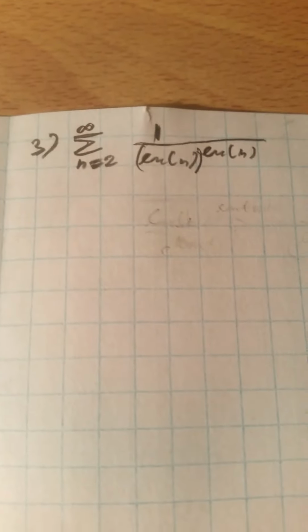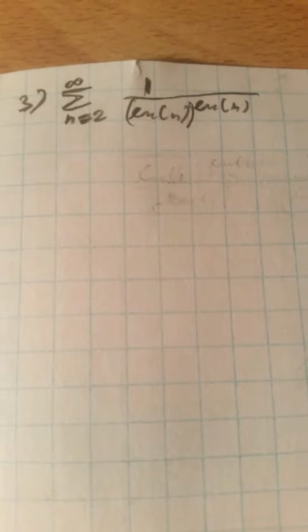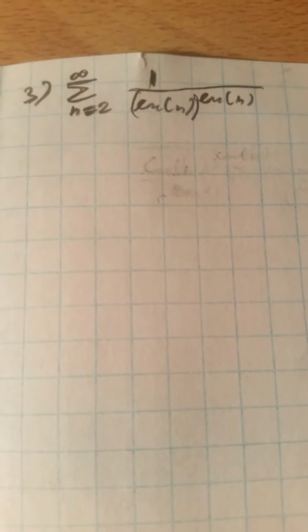So we've been working on some pretty easy problems and one medium problem so far, and I think we should try a hard one. This looks pretty hard, so let's go for it. We have the sum from n equals 2 to infinity of 1 over ln of n to the power of ln of n. Now, I wouldn't recommend using the ratio test.